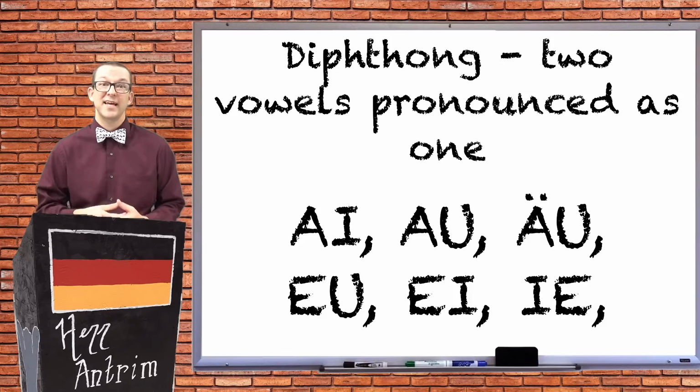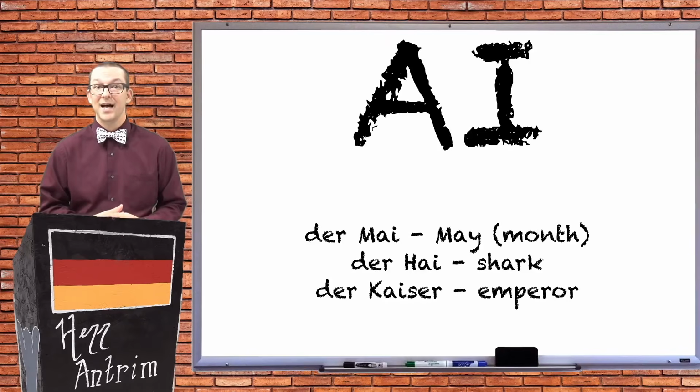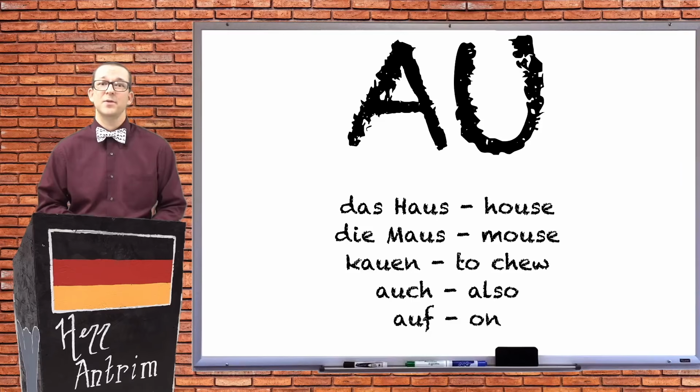Since we're on the topic of combining letters, let's move on to diphthongs. This is the fancy word for saying that two vowels are next to each other and are pronounced as one. In the case of the letter A, we have several of them. AI sounds like the English letter I. My, Hi, Kaiser. AU is pronounced like somebody stepped on your toe. Ow! In fact, the German spelling of this word is Aue, which is pronounced Aue. Examples of this in words would include Haus, Maus, Kauen, Auch, and Auf.